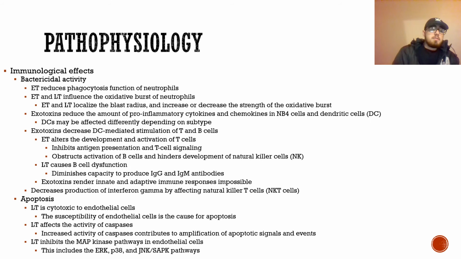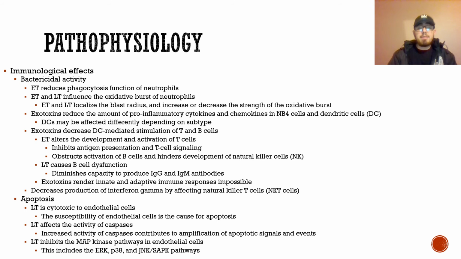For apoptosis, lethal toxin is cytotoxic to endothelial cells. And this susceptibility is what makes endothelial cells more prone to apoptosis, to cell death. Lethal toxin affects the activity of caspases, which are basically proteases, or enzymes that break down proteins and peptides, that cleave a range of substrates, including downstream caspases, other nuclear proteins, plasma membrane proteins, and mitochondrial proteins, which ultimately lead to cell death. And when lethal toxin affects its activity, it will actually increase the amplification of apoptotic signals and events and allow the exotoxins to control apoptosis.